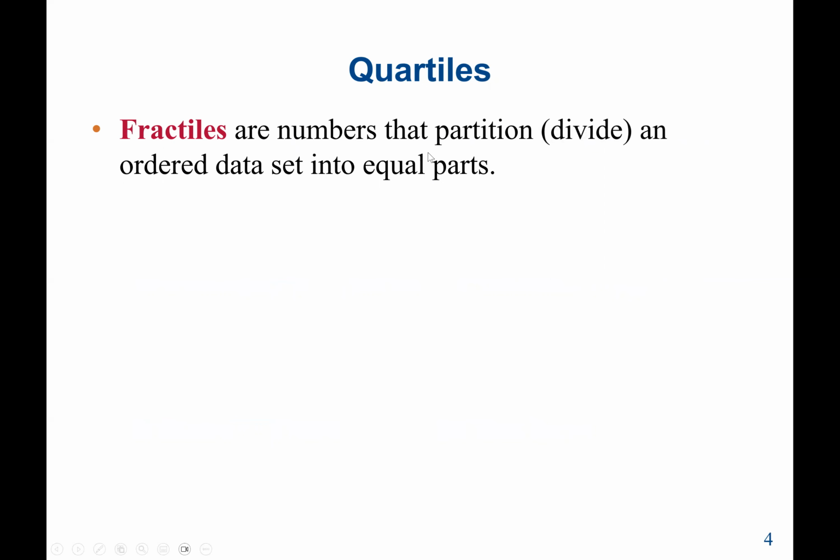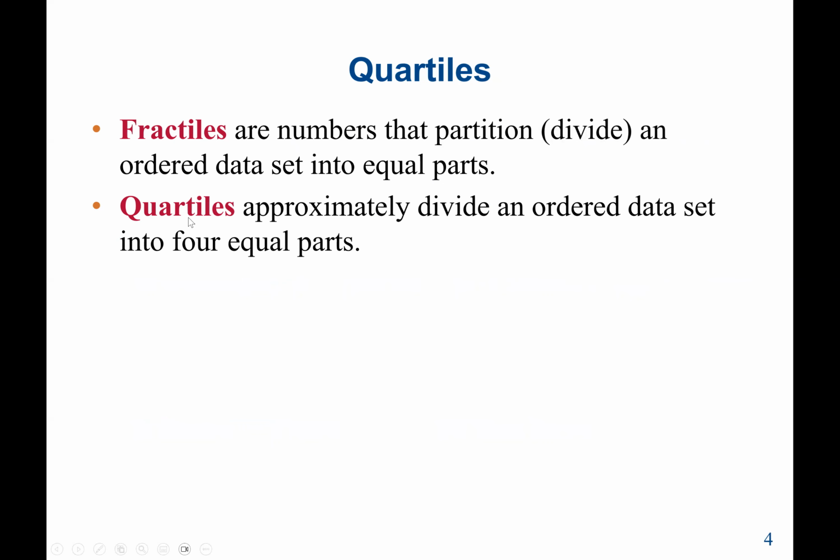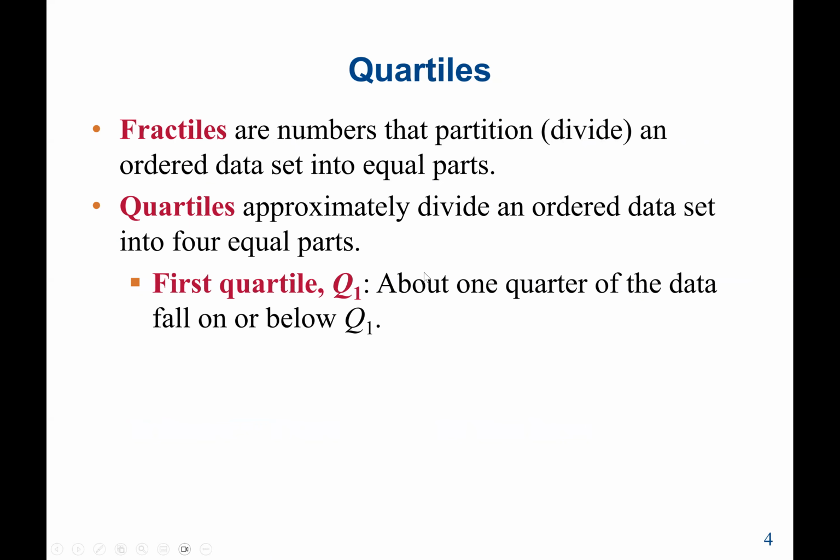So quartiles: first we start with the term fractiles. Fractiles are numbers that partition or divide an ordered data set into equal parts. So quartiles can divide a data set into 4 equal parts. A quartile approximately divides an ordered data set into 4 equal parts.